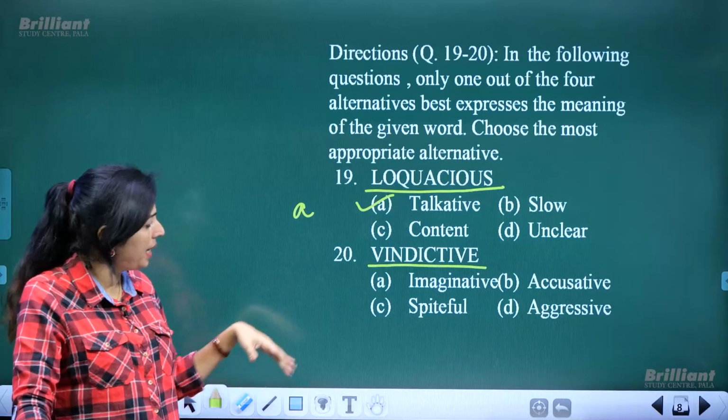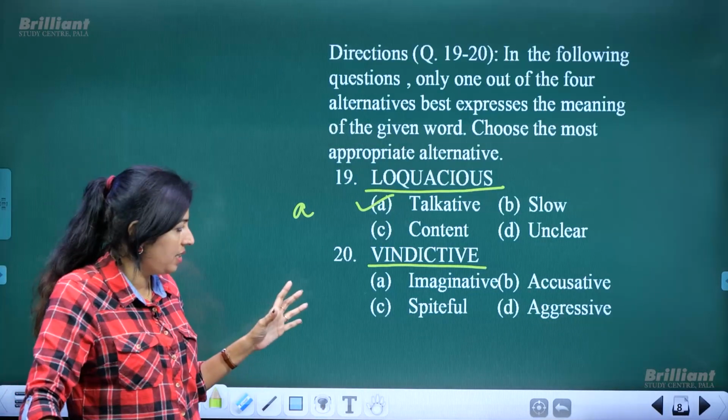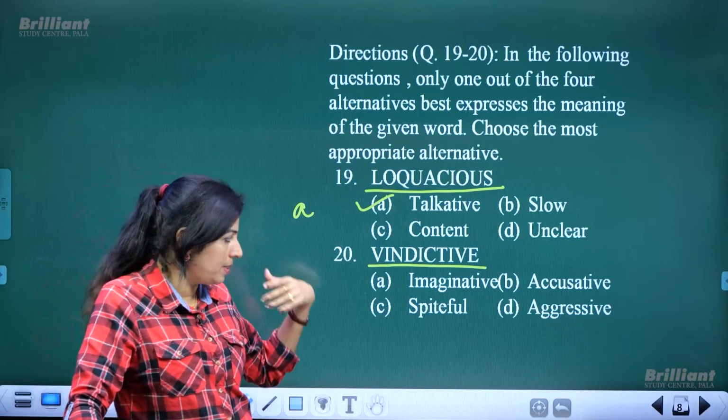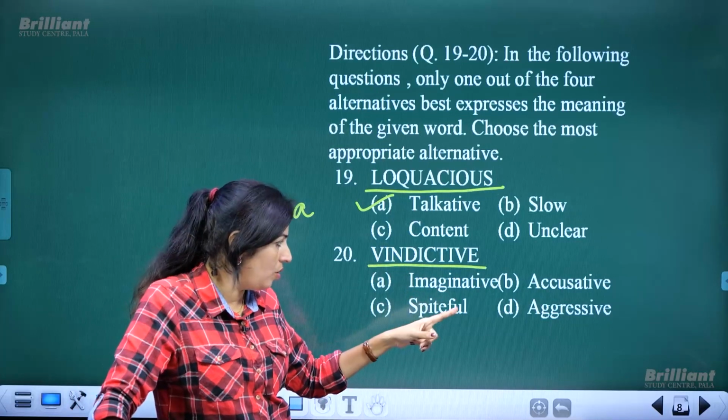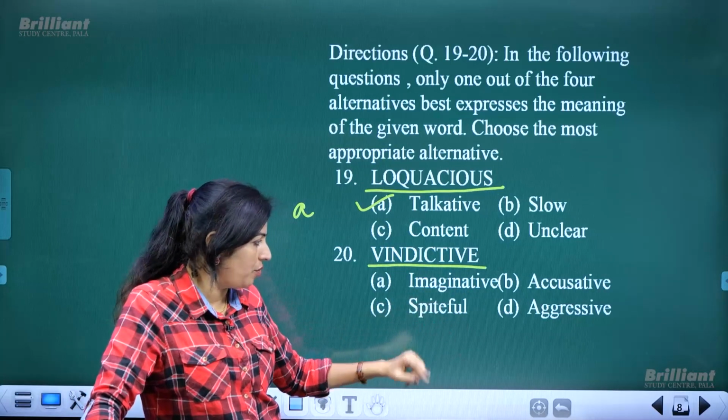Okay. Next is vindictive. Vindictive, you need to know the meaning. Options are given: imaginative, no; accusative, spiteful, aggressive.